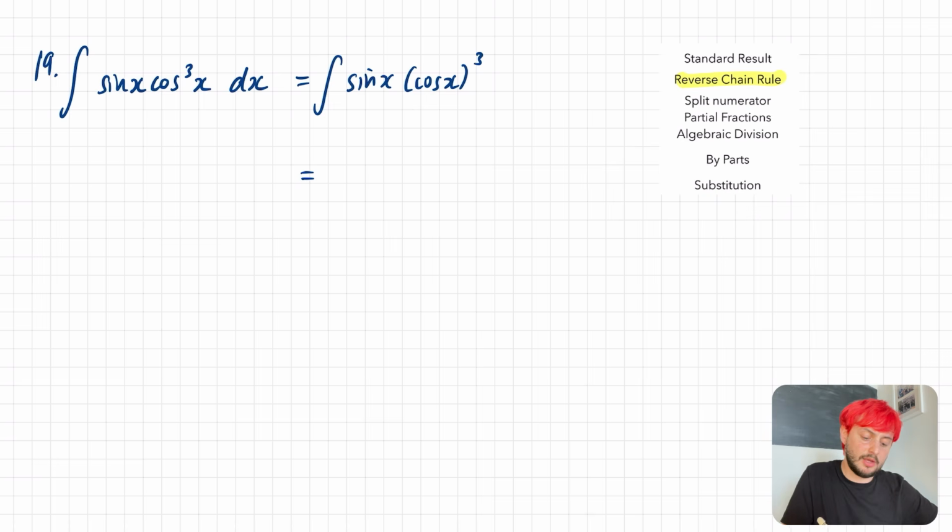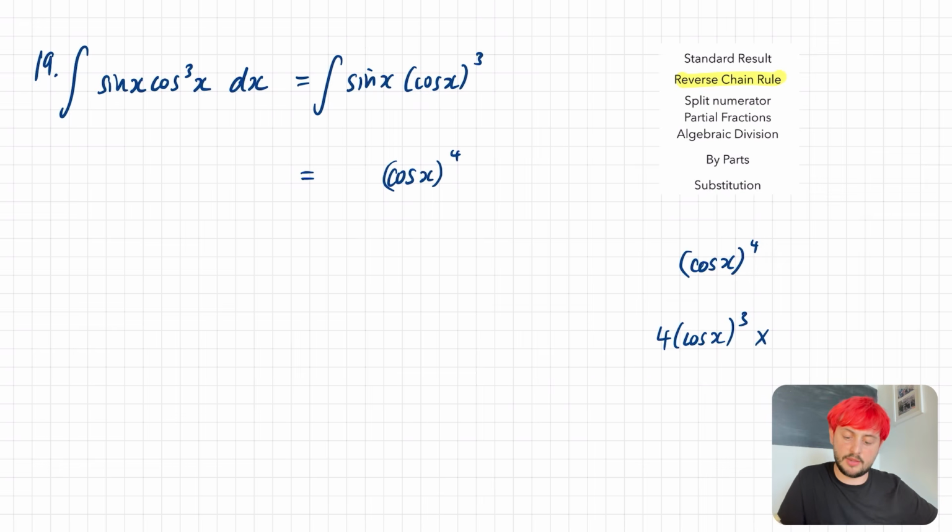So I know I'm going to want to increase the power on this thing so that it's no longer cubed, but I think it's going to be to the power of 4. So I'm going to differentiate cos x to the power of 4 and see what we get. Well, I'd pull down the power, I would reduce the power by 1, and I would multiply by the derivative of what was inside, which is cos x, and cos x differentiates to minus sine x.